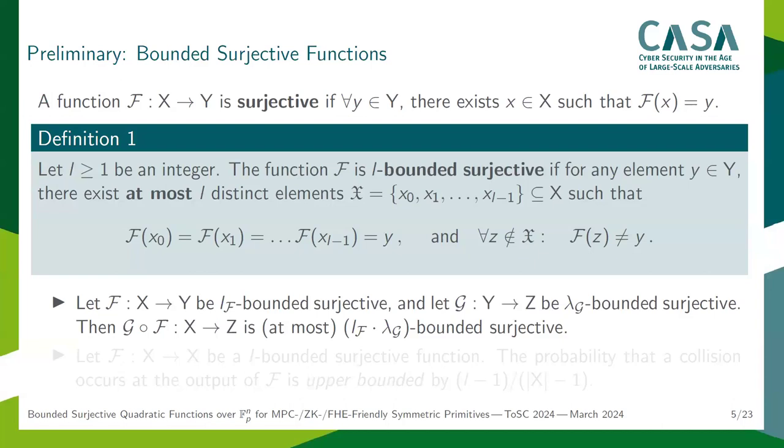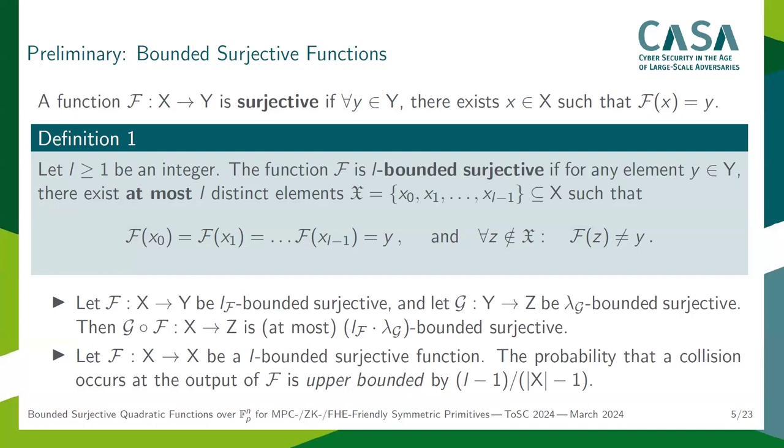Just a couple of results that I'm going to use in the following. If I have a function f that is L-bounded surjective and a function g that is lambda-bounded surjective, then the composition is at most L times lambda-bounded surjective. And if f is L-bounded surjective, we can also give an upper bound on the probability of a collision at the output, which is the ratio between L minus one and the cardinality of X minus one. You can also get a better bound, but that's not necessary for what I'm going to do.